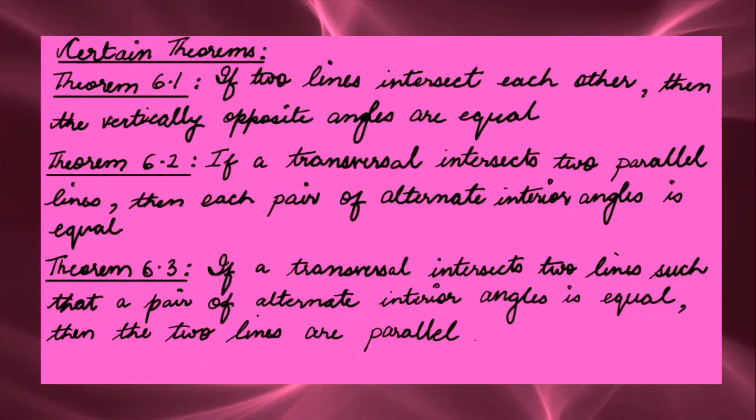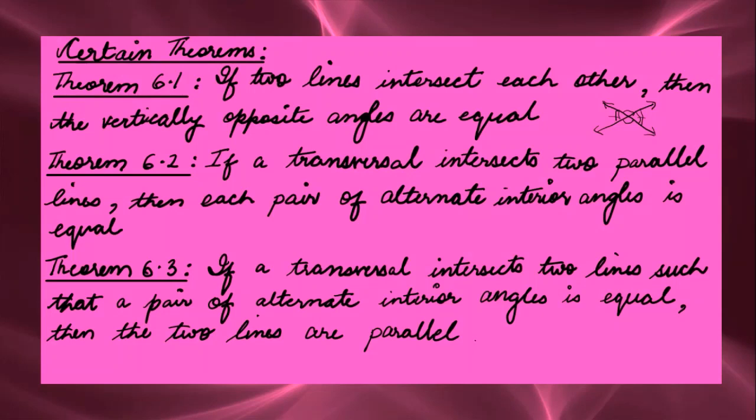Then let us take certain theorems. Theorem 6.1: if two lines intersect each other, then the vertically opposite angles are equal. So if two lines are intersecting like this, then vertically opposite angles means this angle equals this one, this is one pair, and this angle equals this one. These are vertically opposite angles when two lines intersect.